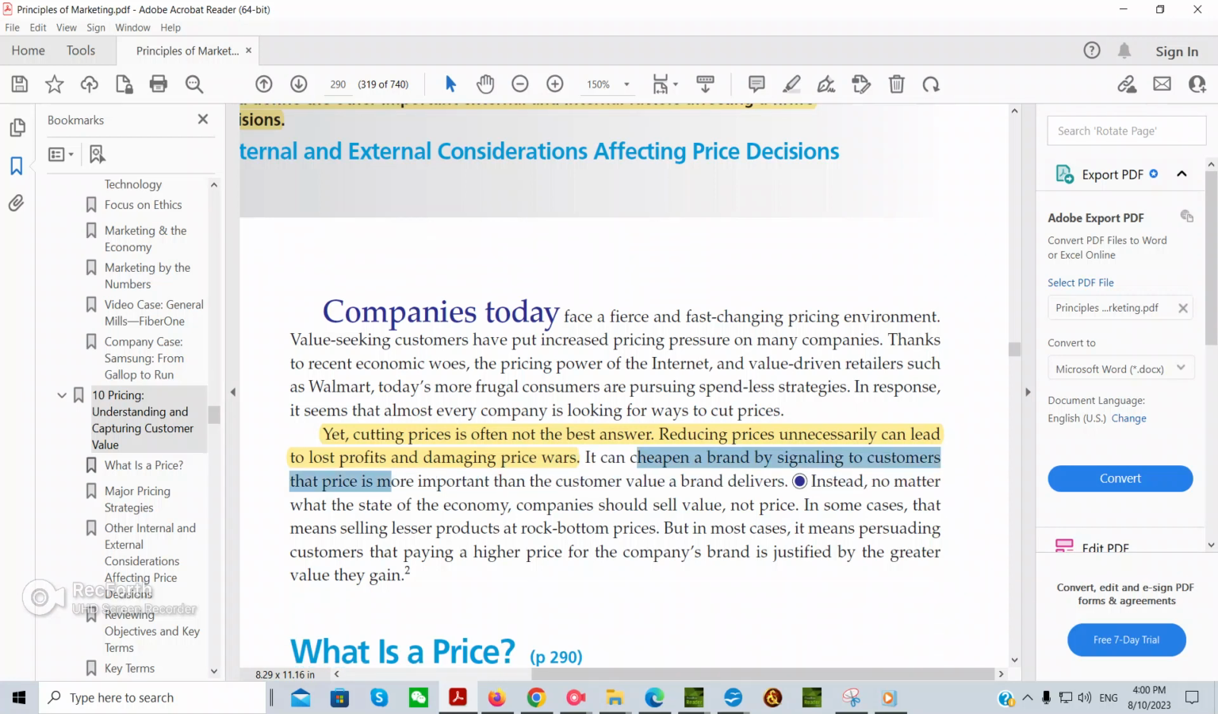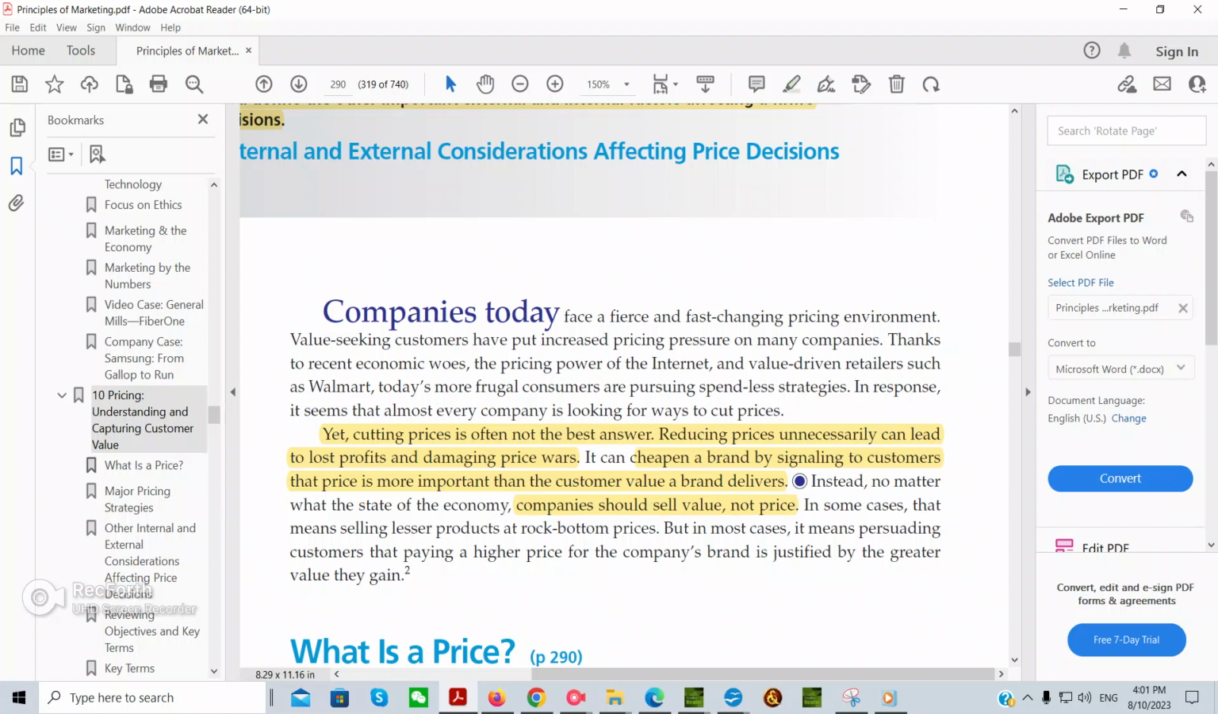Now, here's the real concern. It can cheapen a brand by signaling to customers that price is more important than the customer value that a brand delivers. Depending on the demographics, some people look at something that's cheap as not being very good. Instead, no matter what state of the economy, companies should sell value, not price. Did you catch that? Companies should sell value, not price.